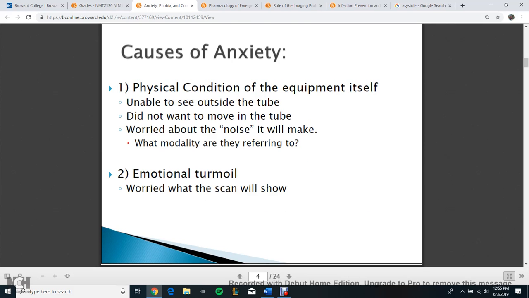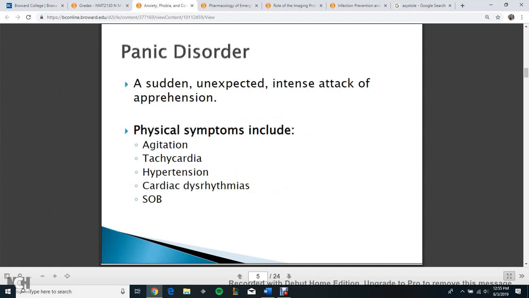Causes of anxiety. 1. Physical condition of the equipment itself. Unable to see outside the tube, did not want to move in the tube, worried about the noise it will make. What modality are they referring to? Probably CT. 2. Emotional turmoil. Worried what the scan will show.